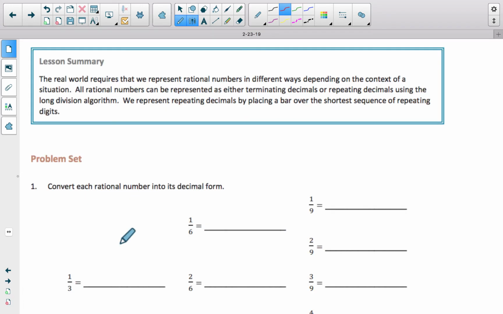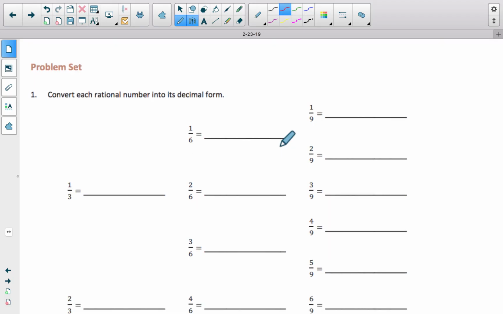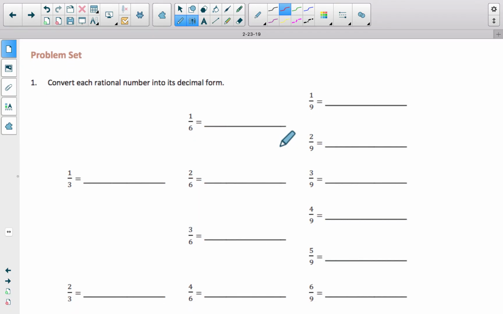Now for our lesson summary. All rational numbers can be transformed into terminating decimals or repeating decimals using the long division algorithm. Now we can represent repeating decimals by placing a bar over top of the shortest sequence of repeating digits. So this lesson is really focused on practicing that long division algorithm. Lesson 13, like I mentioned earlier, talked a little bit about getting a powers of 10 denominator, but this is a strategy that would work for all kinds of denominators, and often it's quicker.